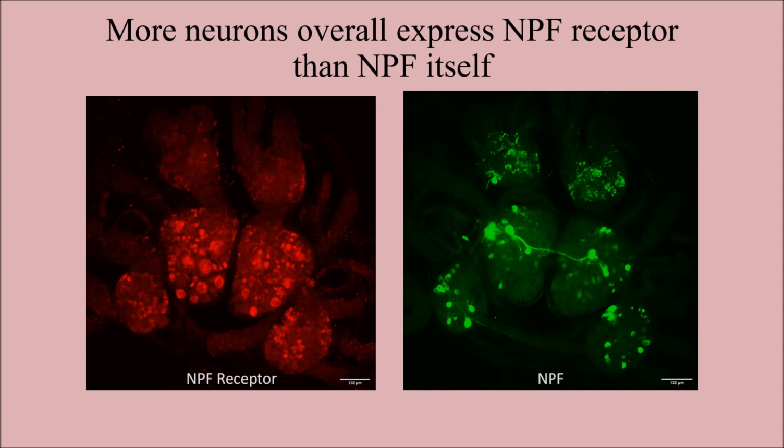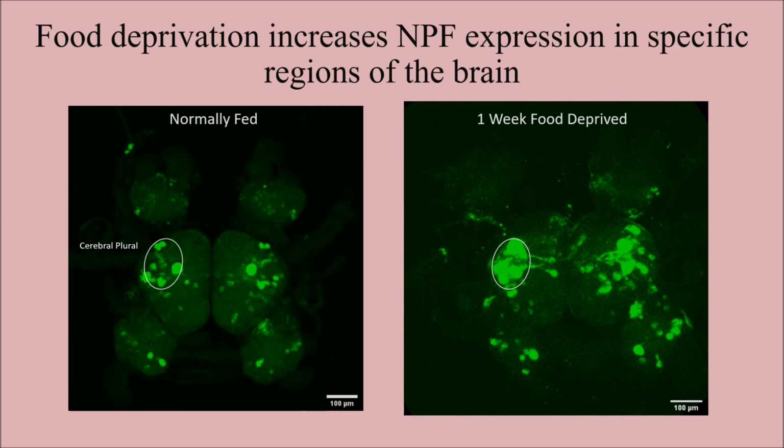Next, we looked at the expression of one of the predicted NPF receptors, and we found that overall, more neurons express the NPF receptor than NPF itself. So now that we've localized the expression of both neuropeptide F and one of its receptors, we wanted to see what would happen to the expression as the Berghia got more hungry. We can clearly see that the Berghia that has been deprived of food for 1 week shows much higher expression of neuropeptide F as opposed to the Berghia that's been fed normally. In the circle, you can see that there is a large increase in expression in the cerebral pleural.